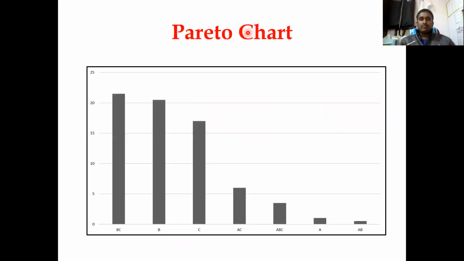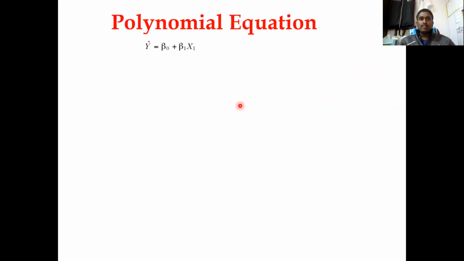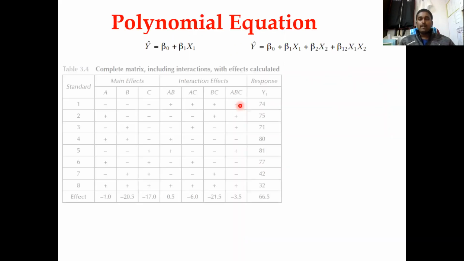Similarly, from this normality plot chart, we also saw the Pareto chart, which says that only 20% of the factors are responsible for 80% of the results, whereas the rest of the factors do not influence the results. Now, coming to today, the next topic is the polynomial equation.